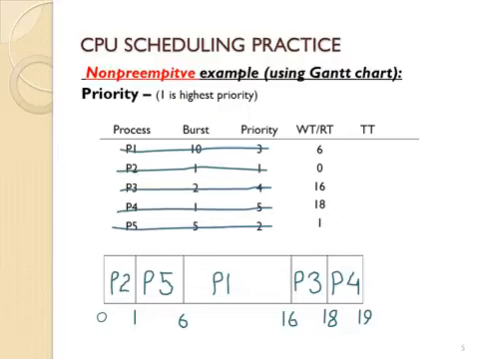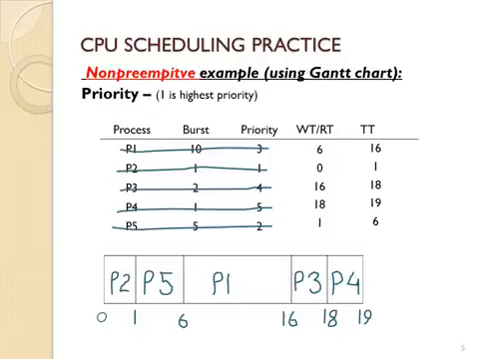P2 arrived at time 0, first got the CPU at time 0. So P2's wait time and response time is 0. P3's wait and response time is 16. P4's is 18, and P5 waited 1 time unit before getting the CPU.